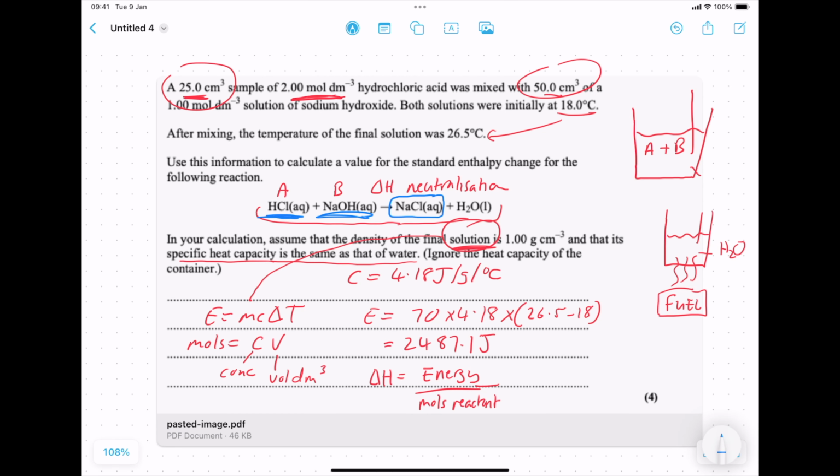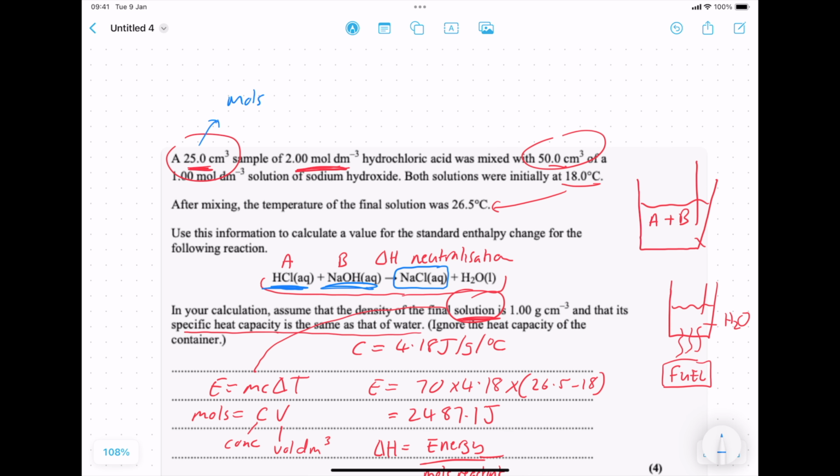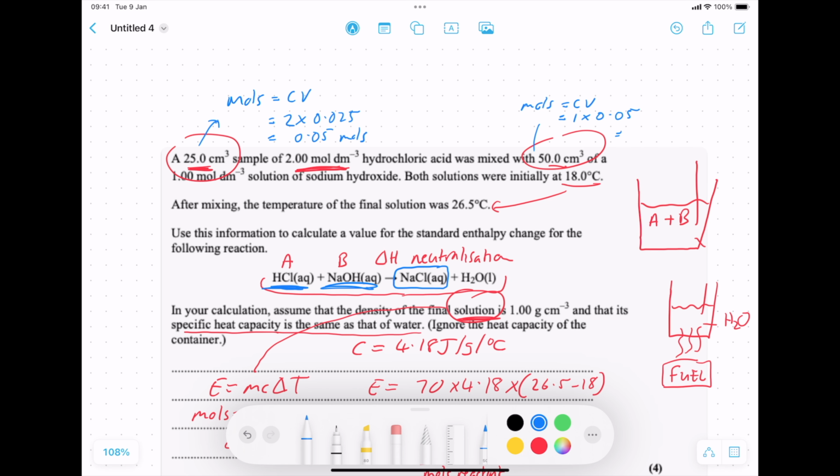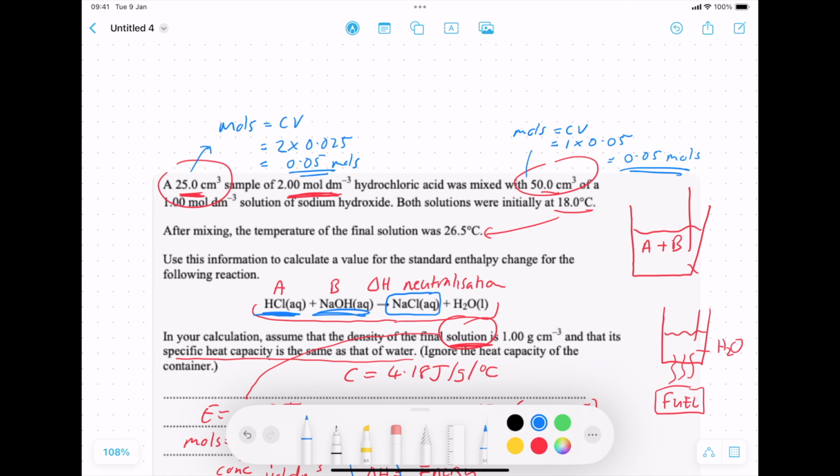So how do I know which has the smaller moles, A or B? It's simple. I'm just going to work them out. So moles equals C times V. C is 2. Volume is 0.025. Remember, I've just turned it into decimeters cubed, and that gives me 0.05 moles. Now let's do the same for the sodium hydroxide, and that also gives 0.05 moles. So you will see the moles of acid and alkali are exactly the same, okay? And that's deliberate by the question, by the way. So it doesn't matter which one I pick for my final answer to work out this, because they're the same.